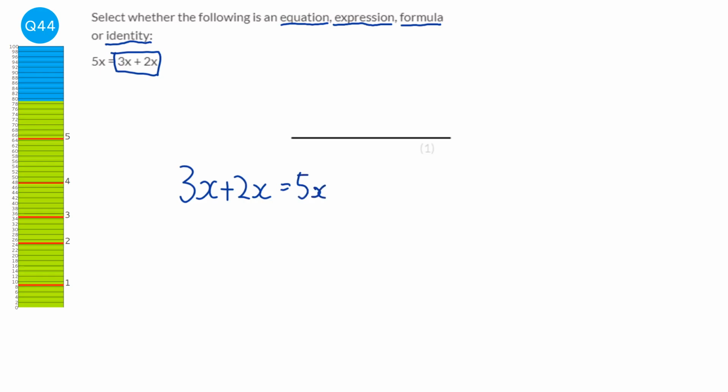Now normally with an identity, it's shown with 3 lines. Now in the exam, this type of question, it won't be shown with 3 lines because that kind of gives it away that it's an identity. But this question is definitely an identity. And you can't solve it because it's true for all values of x. So yes, x could be 10, x could be 1,000,000, x could be 1/3, x could be anything.